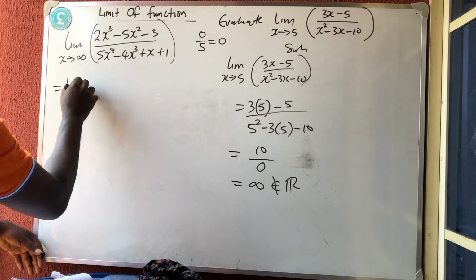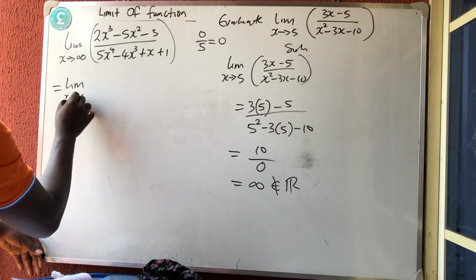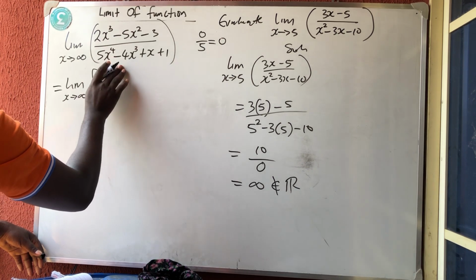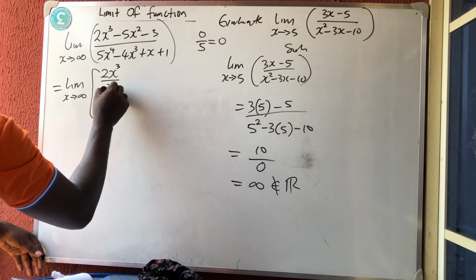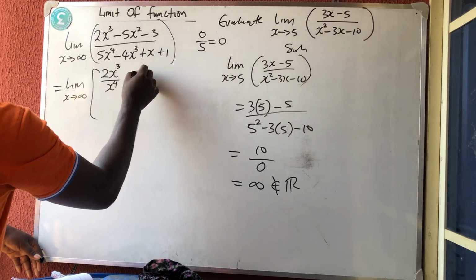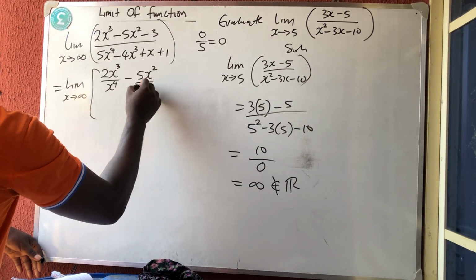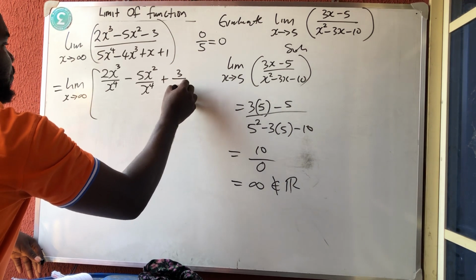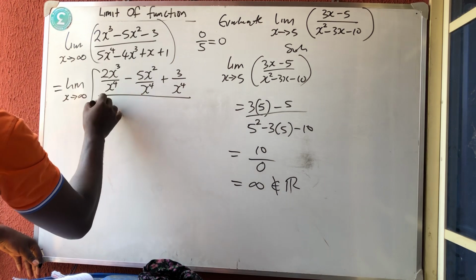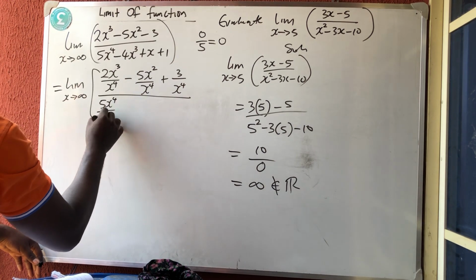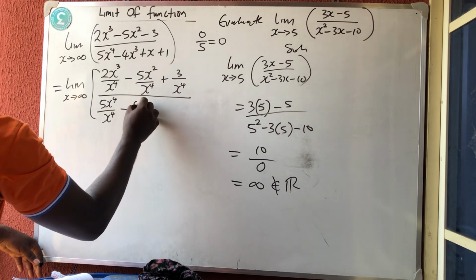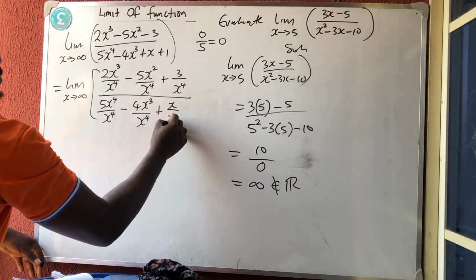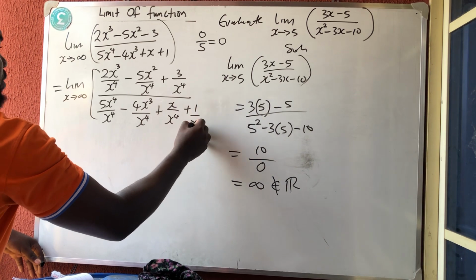This is the limit of x tending to infinity of 2x^3 divided by x^4, minus 5x^2 divided by x^4, plus 3 over x^4. Everybody is dividing by what? 5x^4 over x^4, minus 4x^3 over x^4, plus x over x^4, then plus 1 over x^4.